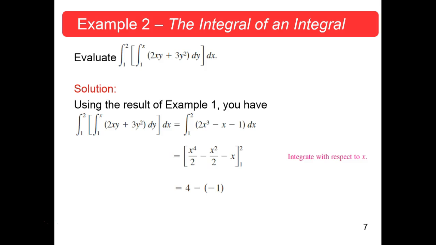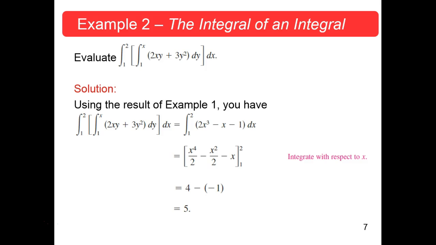And they just skip to the chase and evaluate all this at 2, that would be 8 minus 2 minus 2, that's 4, minus 1/2 plus 1/2, that's 0, minus a minus is plus 1, minus a minus 1 is plus 1, 4 plus 1 is 5. Now you may see that better than the way I did it, but both ways you come up with 5. All you're doing is evaluating first at 2, then subtracting the evaluation at 1. So that's what they're showing you.